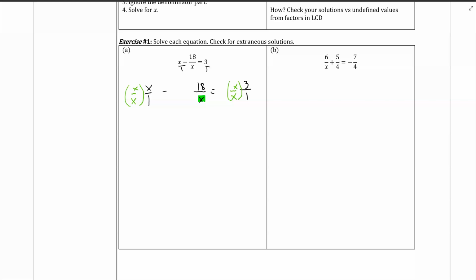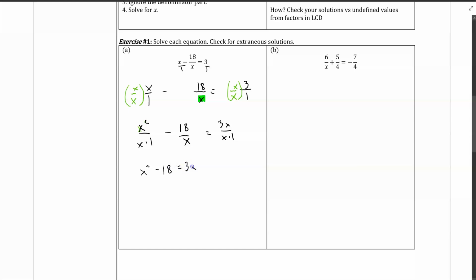So from here, we will multiply just the numerators. Just like the previous lesson, you don't need to actually multiply the denominators out because we're going to ignore them anyways. So the first fraction turns into x squared all over x times 1. The second fraction we didn't have to do anything with. And then the third fraction turns into 3x over x times 1. Now that the denominators are all identical, we can ignore the denominators. And so just writing the numerators gives us x squared minus 18 equals 3x.